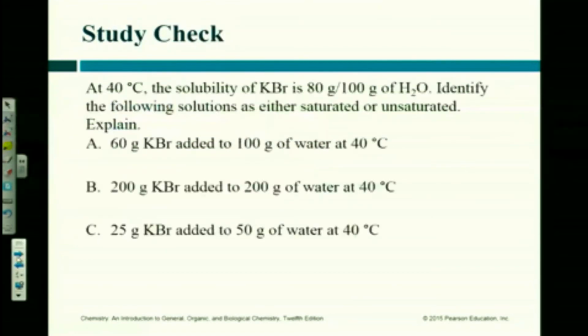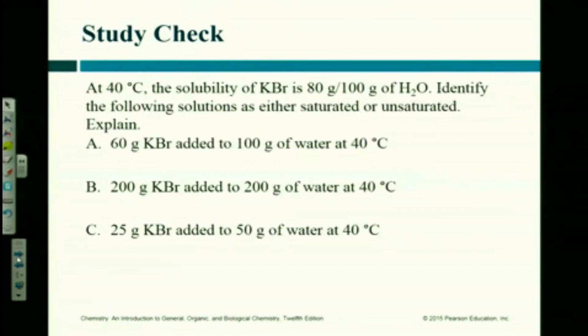Now here are 3 examples of using numbers to decide is this solution saturated or not. It gives you the maximal amount that you can dissolve at 40 degrees Celsius. At 40 degrees Celsius, you can dissolve 80 grams per 100 grams of water. So you have to compare each of these numbers to that number. A is the easiest one, right?